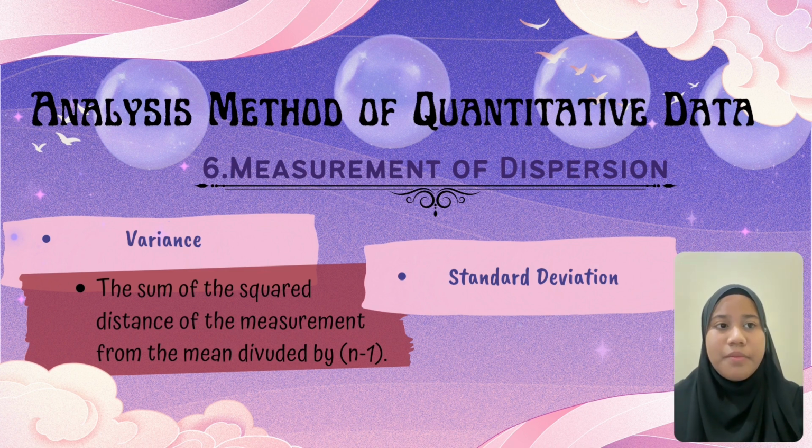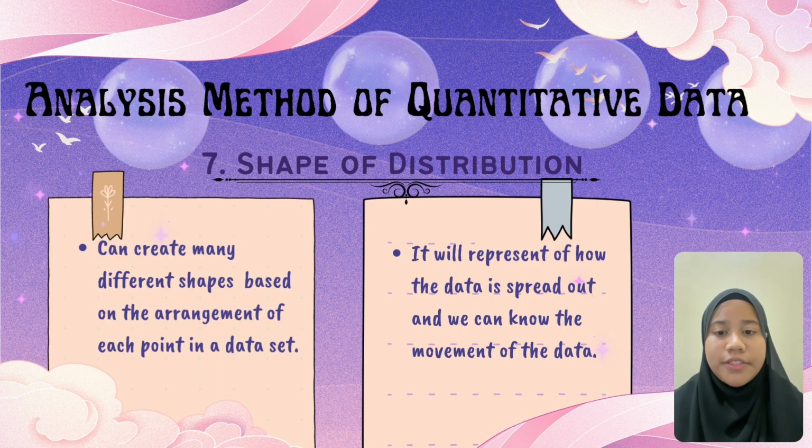Next is measurement of dispersion. It includes variance. Variance is the sum of the squared distance of the measurements from the mean, divided by n-1, and standard deviation. The last one is shape of distribution. It can create many different shapes based on the arrangement of each point in a dataset, and it will represent how the data is spread out, and we can know the movement of the data.